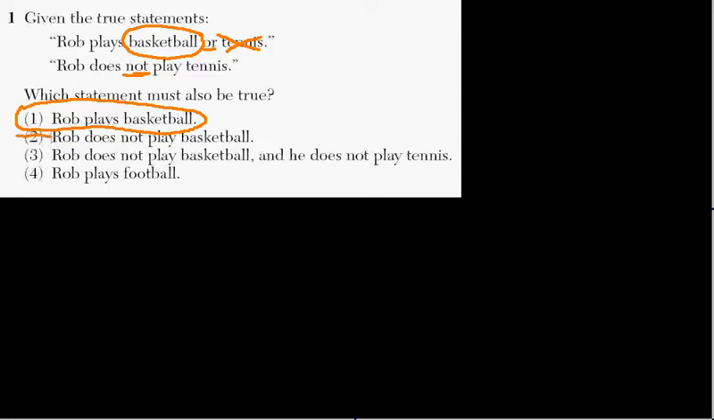This just isn't true because he does play basketball. Number 3, he does not play basketball and he does not play tennis. That's not true because he does play basketball, so we can get rid of that one. And then Rob plays football. Well, that could be true. It could be true, but we really don't know because the given statements don't tell us anything about Rob playing football or not. So that's a question mark. Could be true, could not be true, but we are looking for things which absolutely must 100% beyond a shadow of a doubt be true, and that is this question here. So that's question number 1.